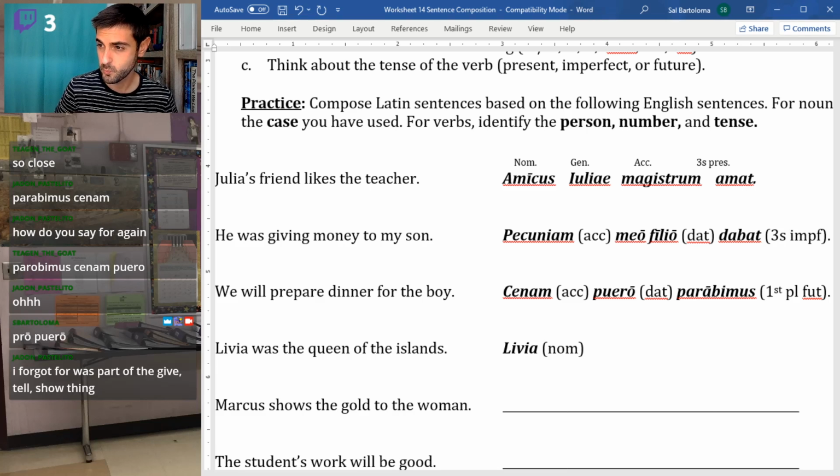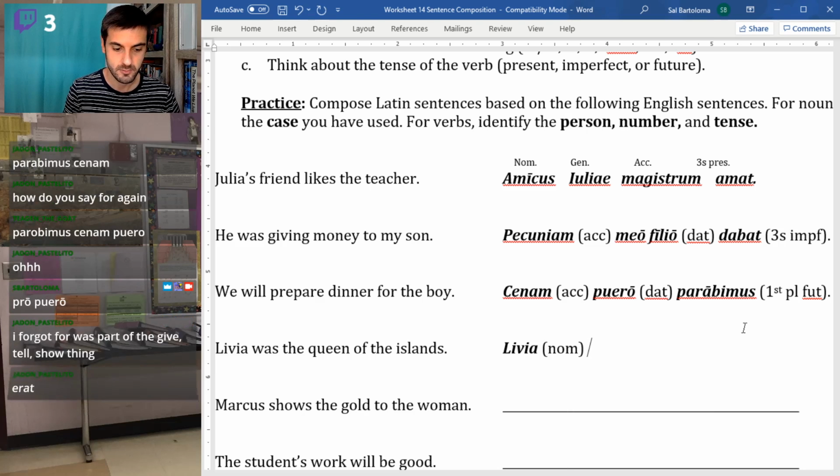Our verb for was, right? Is an irregular verb. So, eram, eras, erat. Excellent. And that verb can kind of go in multiple places. You could see it in the middle of the sentence. You could see it at the end of the sentence. Erat kind of goes wherever. The real question is, what case is the queen?